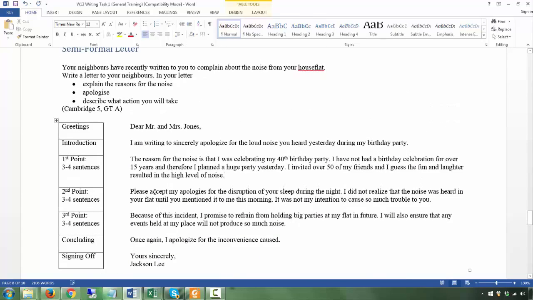The third point, describe what action you will take. Because of this incident, I promise to refrain from holding big parties at my flat in future. I will also ensure that any events held at my place will not produce so much noise.